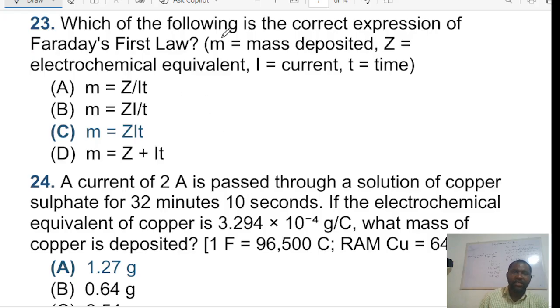Now this one says, which of the following is the correct expression for Faraday's first law? According to Faraday's first law, since mass is proportional to quantity of electricity, which actually means IT, the mass now is going to be ZIT, where Z stands for electrochemical equivalent. So the answer to this question is C.